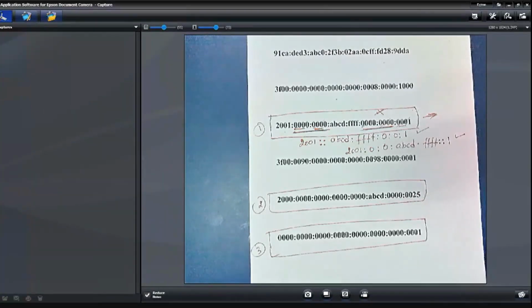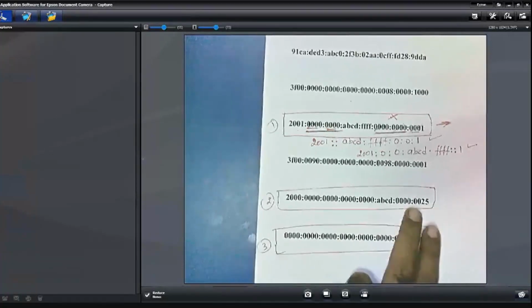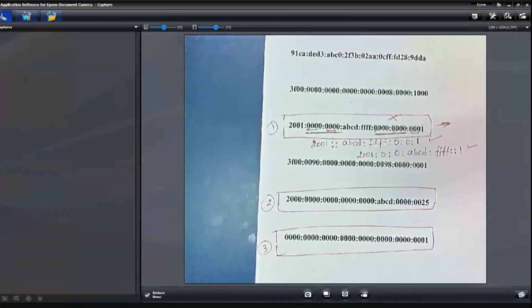2000 double colon A B C D, then why are 4 zeros coming again? Zainab, remove those 4 zeros, remove the 0 0. Apply both rules, rule number 1 and rule number 2. In exams, they will ask you to do both. Tushra, 2000 double colon A B C D, 0, 25. Very good. Ishra's answer is correct.